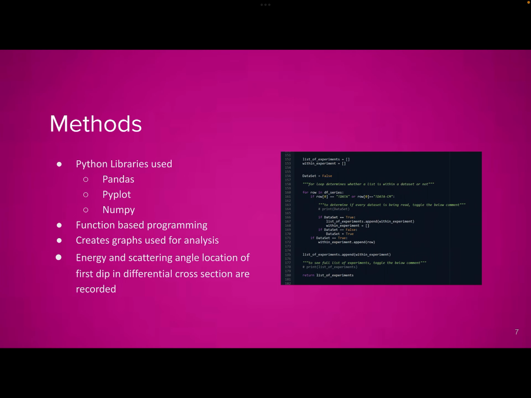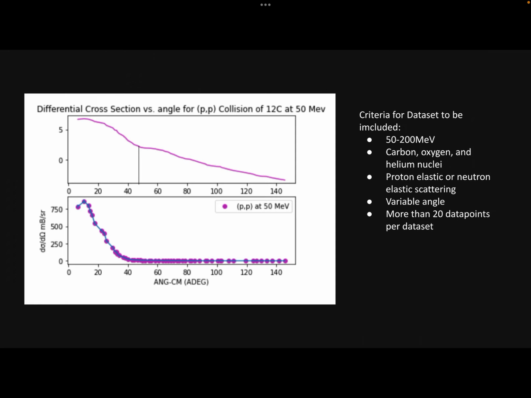So for the methods, like I mentioned before, I used this self-created Python program that takes text file data from the nuclear database of scattering experiments, and it collects the data it needs. The criteria used to find which data points can be used are that the energy is from 50 to 200 mega electron volts. The only nuclei we look at are carbon, oxygen, and helium.